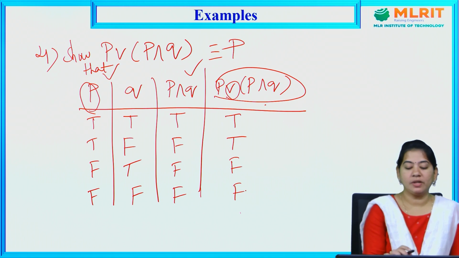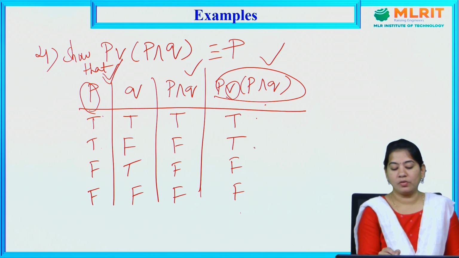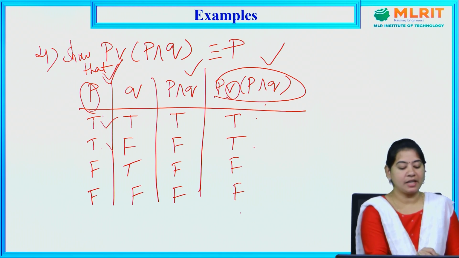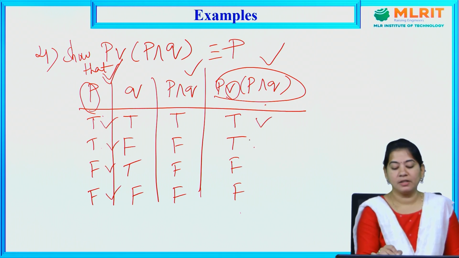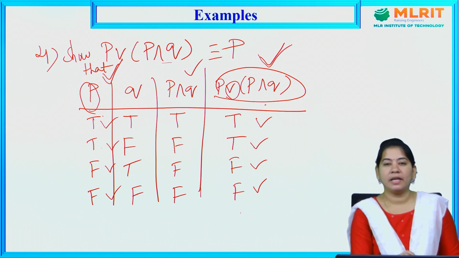Now just observe here, the P column and the P or (P and Q) column. So here true, true, false, false, and true, true, false, false. As we have the same values in both the statements, we can say that P or (P and Q) is logically equivalent to P. So like this, we need to solve logical equivalence by using the truth table method.